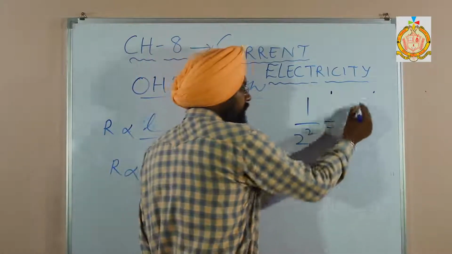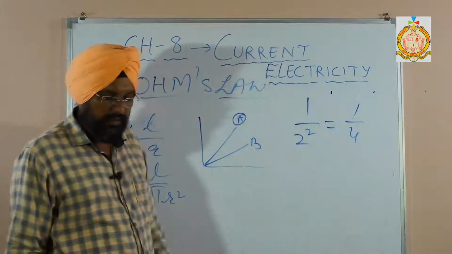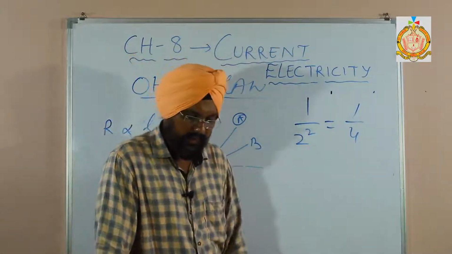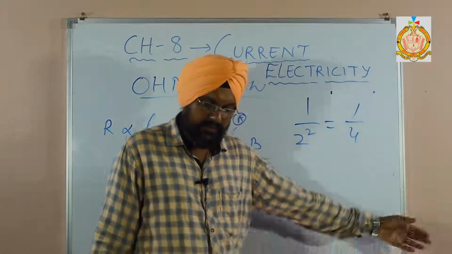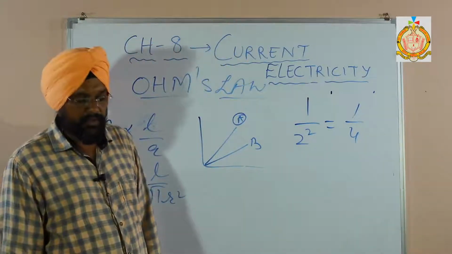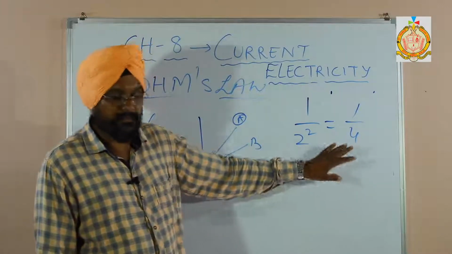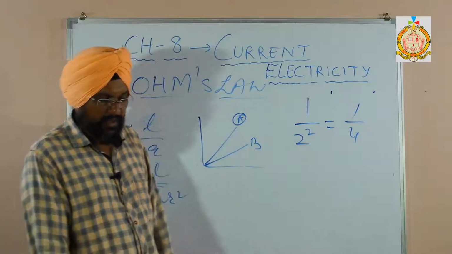So it becomes 1 upon 2 squared, which is 4. That means 1/4 of the previous value. But in each case, resistance can be changed, while the specific resistance remains unchanged.